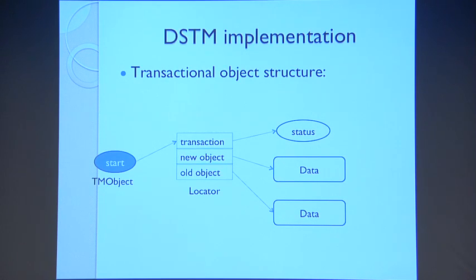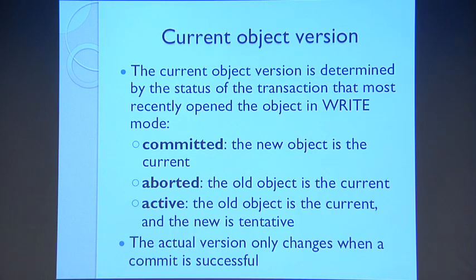So we've got here something that has two sets of data, right? What is the current version? What is the current data set? The current object version is determined by the status of the transaction that most recently opened the object in write mode. By looking at its status, we decide whether we should look at the new object or the old object. So we distinguish between these 3: committed, aborted, or active.